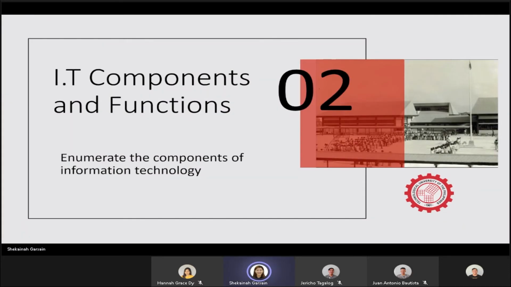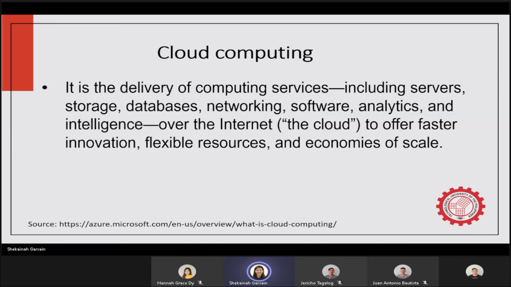Let's now proceed with the IT components and functions. So, una sa components is the cloud computing. It is the delivery of computing services, including servers, storage, databases, networking, software analytics, and intelligence over the internet or the cloud. So, ito yung example nito is yung Google Drive or yung Google Cloud. So, yung Google Cloud is for public use and yung Google Drive is for private use.